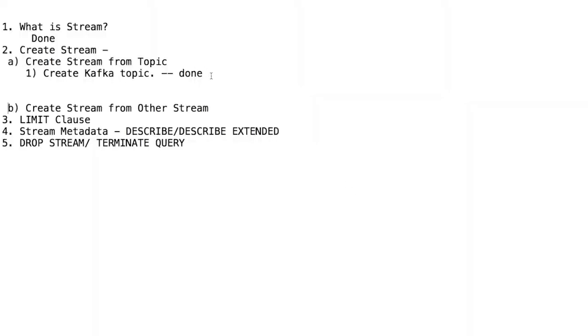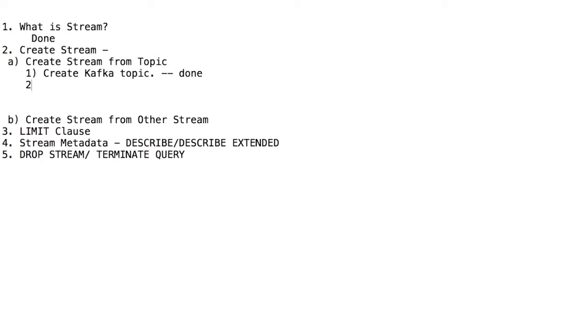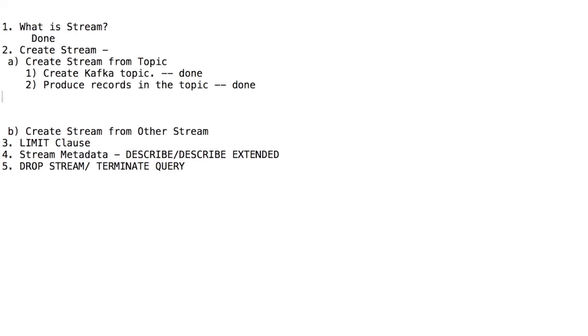Okay, let's note down our points. Create Kafka topic, this is done. Now the second is produce records in the topic. We inserted or produced two records, so that is also done. Now third is create stream in KSQL CLI. So this is in progress.